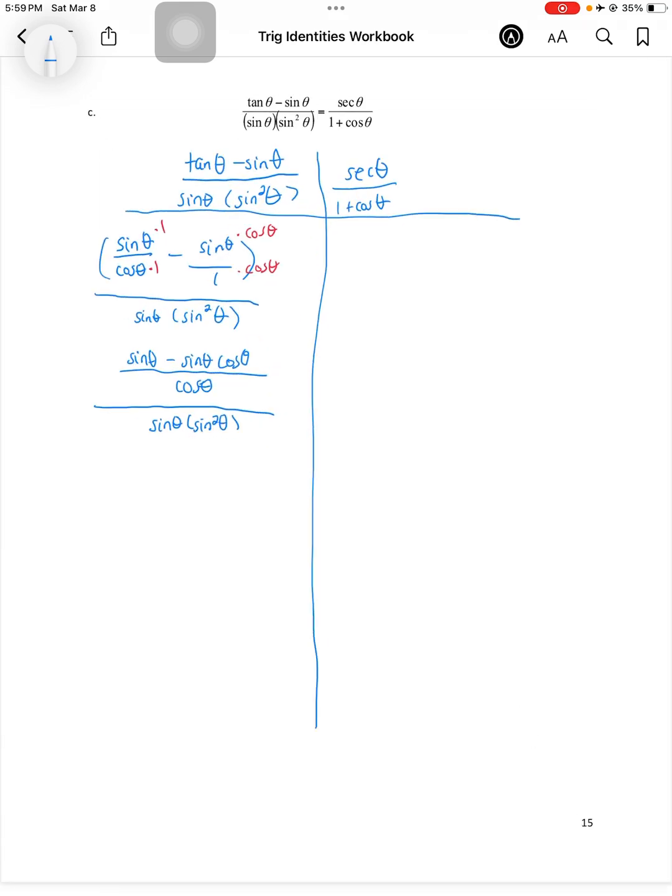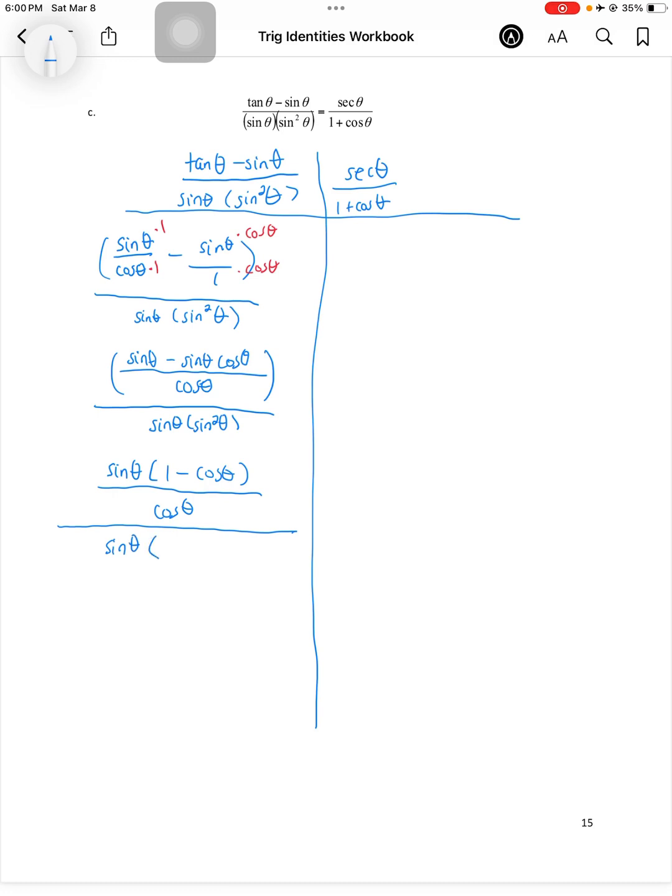So at this stage, we're going to see what can we change, what can we do. For the top part here in the bracket, we see that both terms at the top have a sine theta. So that means you could factor out sine theta. So that's what I'm going to do. So sine theta, bracket 1 minus cos theta, is going to be all over cos theta. And now that whole part here is all going to be over sine theta.